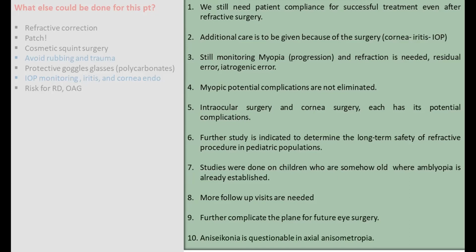And again, there is a debate about the incidence of aniseikonia in axial anisometropia, because if you set the unilateral aphakia apart, it is mostly axial anisometropia, not refractive. So there is some debate about the magnitude of aniseikonia in axial anisometropia, because children have high adaptability and high plasticity in their visual processing, so they can tolerate axial anisometropia.